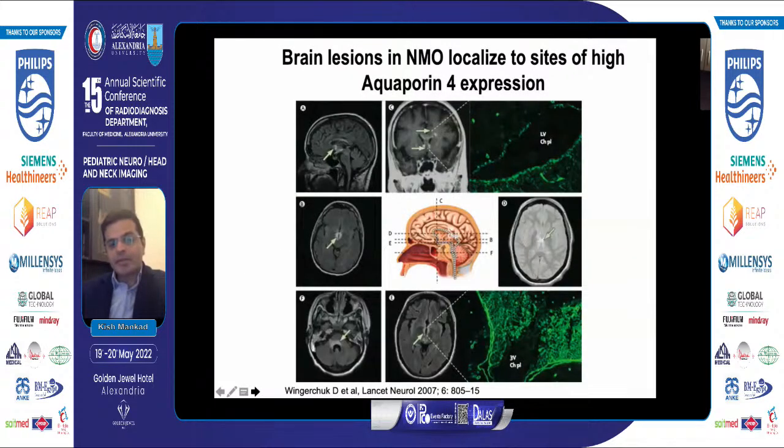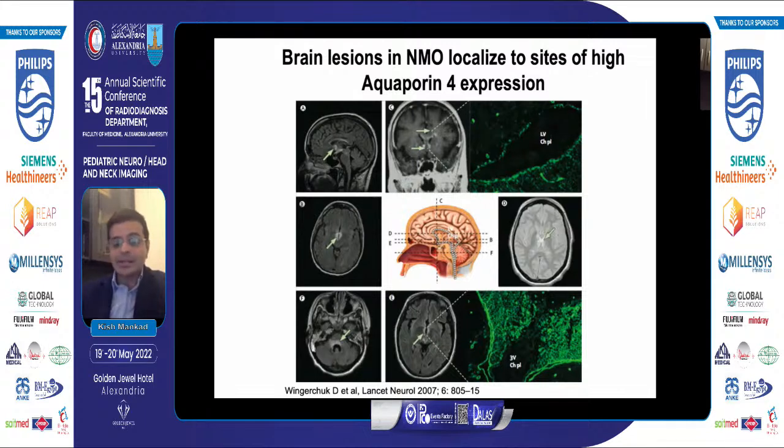And the areas of expression of aquaporin 4 in the brain are shown in this beautiful illustration from this paper from yesteryears, which shows these paramedian areas, including the hypothalamic region, including the area postrema, but it's very paramedian to the brain where the aquaporin is actually quite massively expressed. Many a times you can see non-specific lesions, but you should look into these areas for the expression of aquaporin 4.